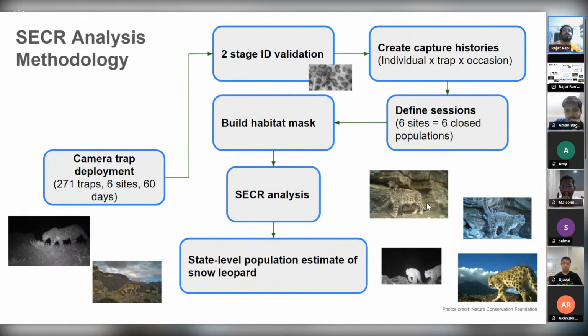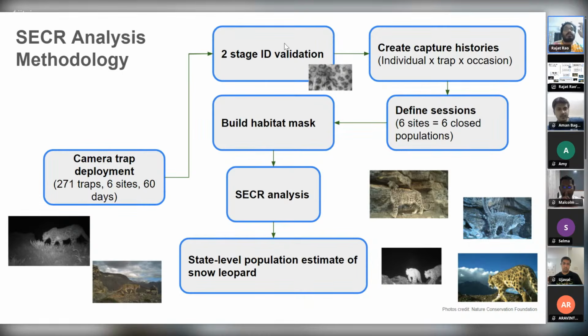There are two types of analyses that happened. First was the SECR analysis, which was specific to snow leopards, where the information was extracted. Snow leopard images were extracted from camera traps, which was about 271 camera traps divided over 6 sites, and each camera trap was placed for about 60 days.